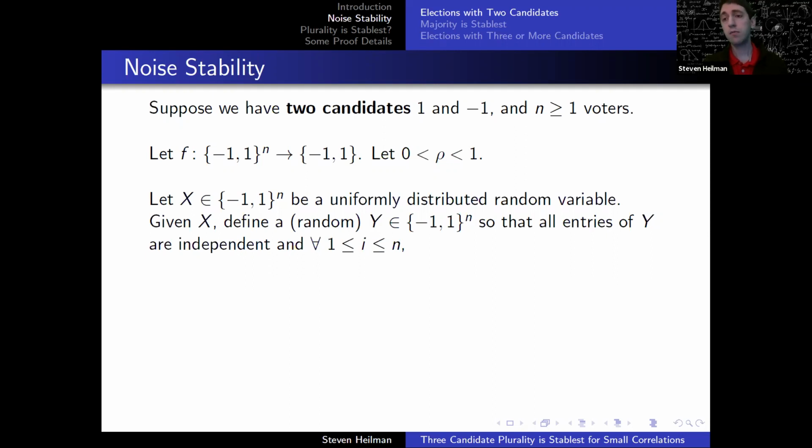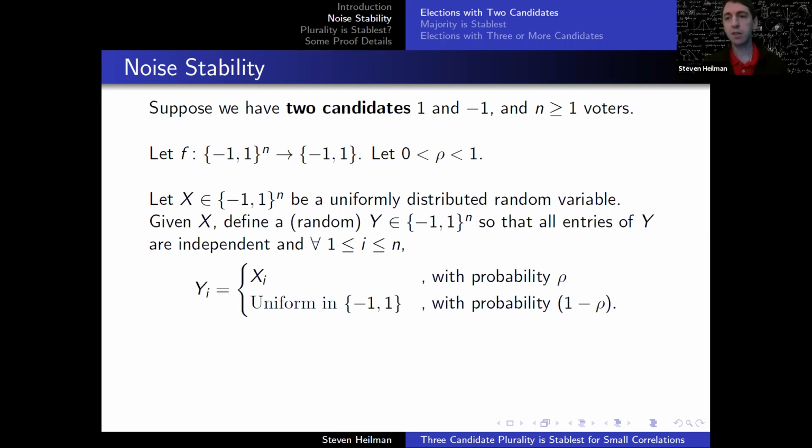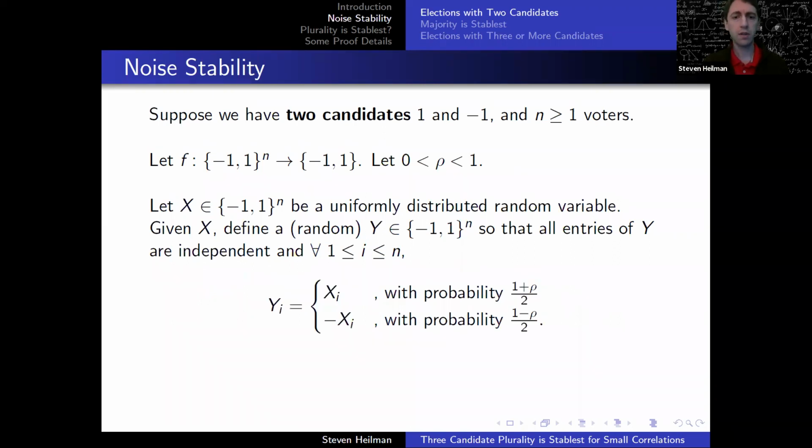So all entries of y are going to be independent, and for any particular ith entry of y, flip a coin. With probability rho, I'll keep yi equal to xi, and with probability 1 minus rho, I'll resample the ith entry of y so that it'll be uniform in -1, 1. An equivalent way of saying that is yi equals xi with probability (1 plus rho) over 2, and yi equals minus xi with the remaining probability (1 minus rho) over 2.